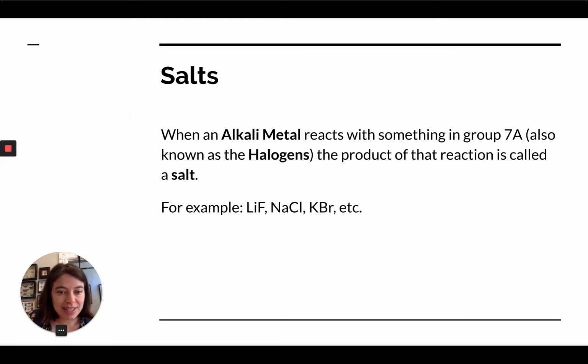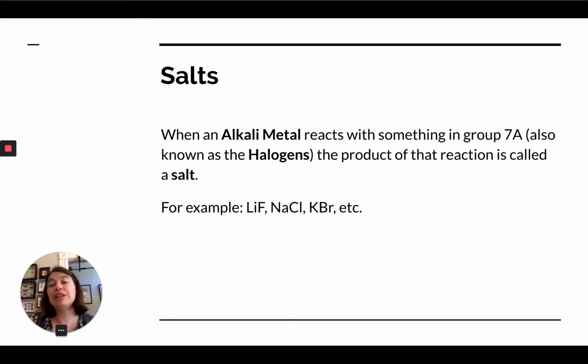When they do this, when you have an alkali metal and a halogen and they form a bond, the product of that reaction is something called a salt. So this is a technical term. You're probably used to hearing salt and thinking table salt. Table salt is a type of salt. It's actually sodium chloride. So one sodium cation, sodium is an alkali metal. Chlorine is a halogen. It's in column 7A. When it forms ions, they have a charge of minus one. So sodium chloride is table salt.